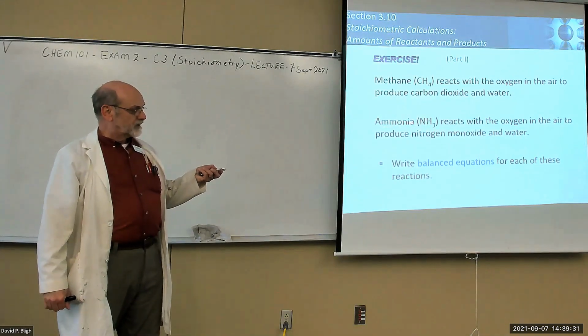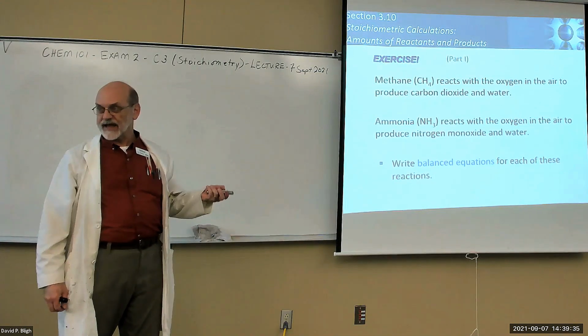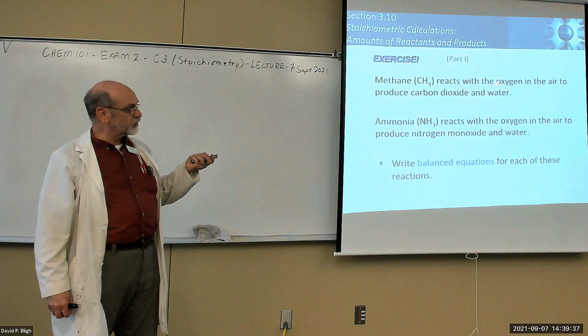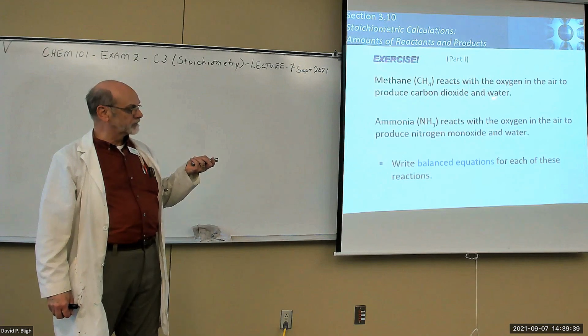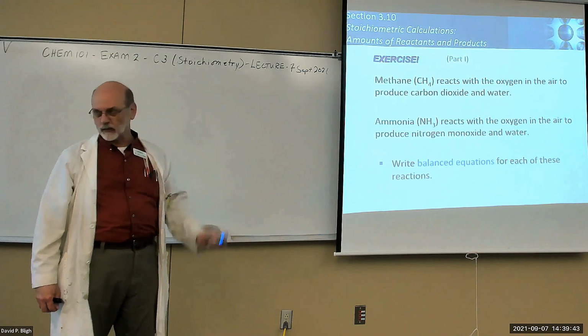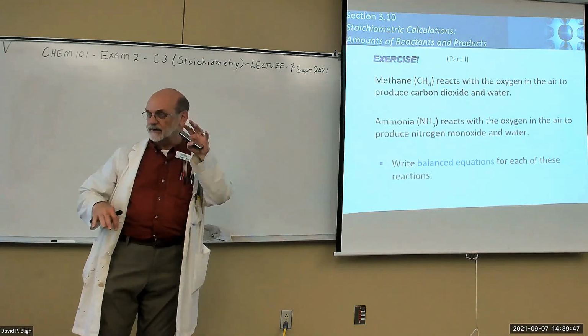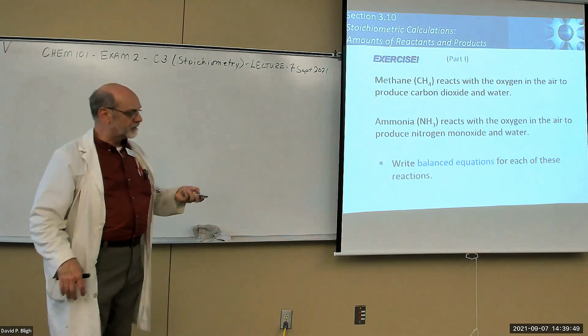Ammonia reacts with oxygen in the air, same diatomic oxygen, different reaction. This one produces carbon dioxide and water. This one produces nitrogen monoxide and water. So those are two separate reactions, but we're going to relate them.